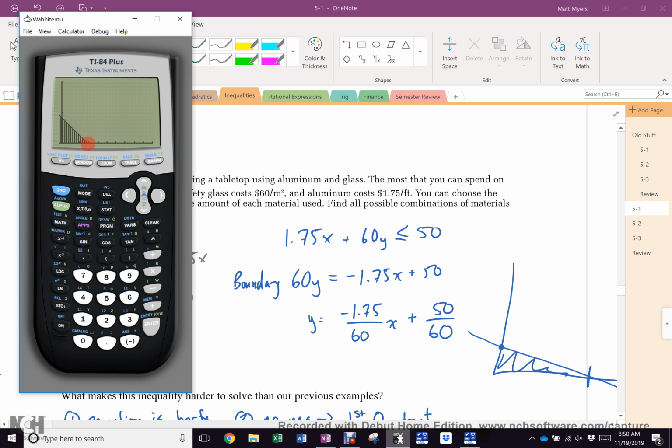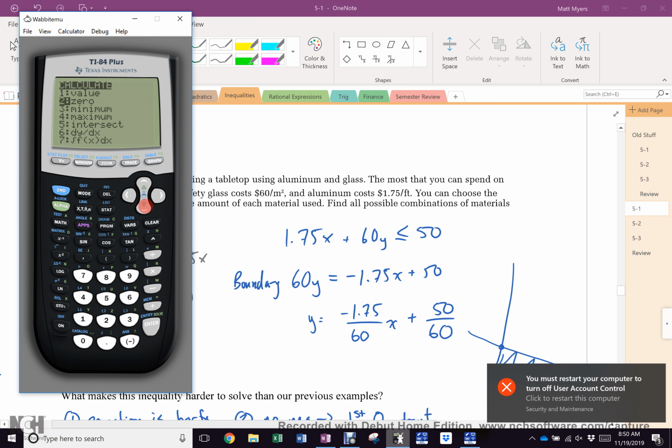What do we do? How did we find x-intercepts? Second calc. And what were the choices? What do we want there? Intersect? 0. It's still a 0, right? It's an x-intercept, not an intersect. So 0. And we know how to do that, right?